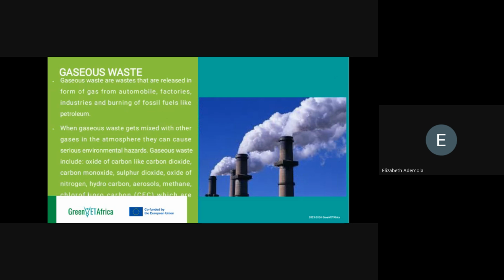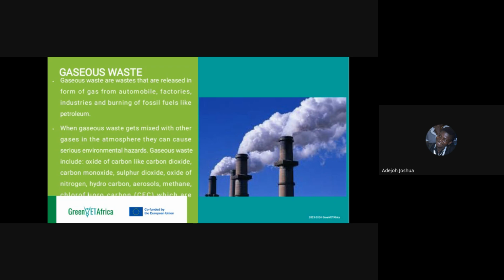And the final one in the types of waste is your gaseous waste. So basically, like the name says, these are wastes that are released in the form of gas. Now, when we use our automobiles, in factories, in industries, when we put on our generators, our generating sets and the likes, they release gaseous waste. And those gaseous wastes mix with gases in the atmosphere and cause serious environmental hazards.